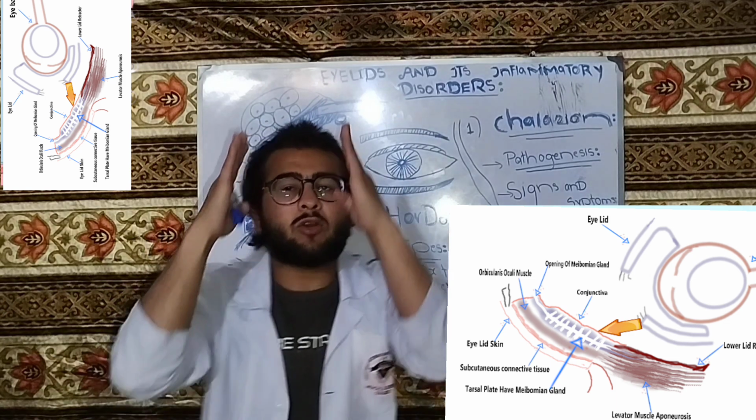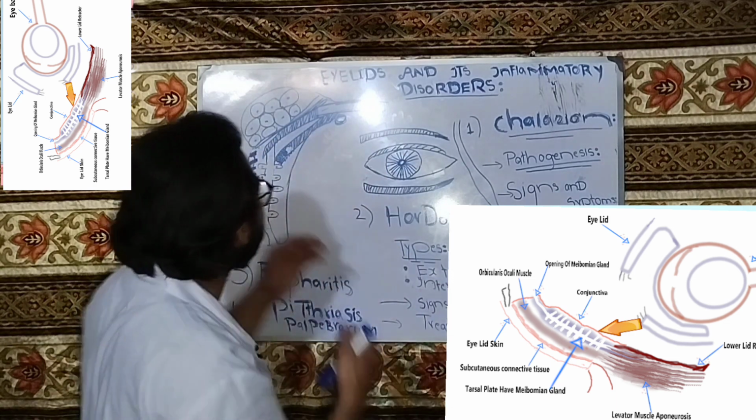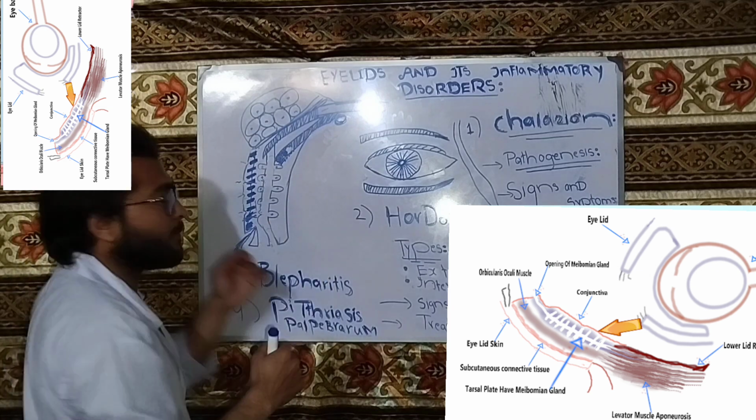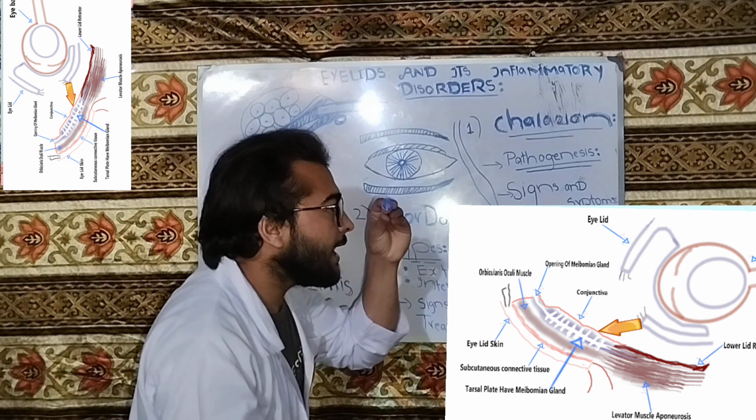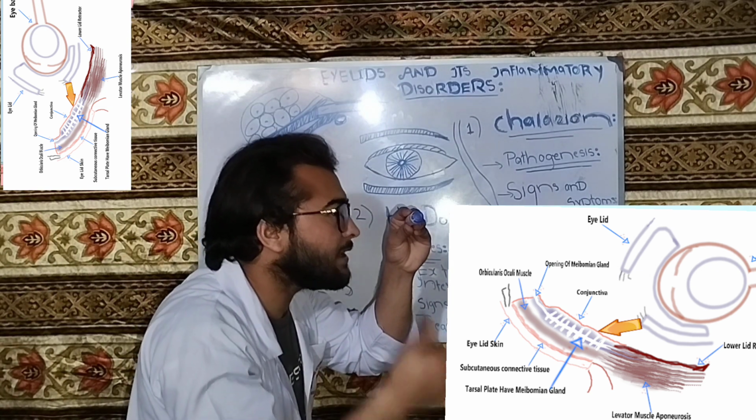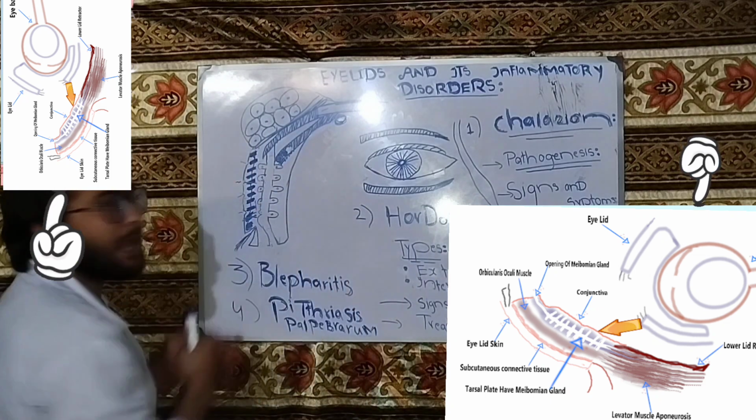This is the front view of the eye, and this is the side coronal section. For example, if I take my eye like this and take the coronal section of the eyelid like this, this is the section which I have zoomed.